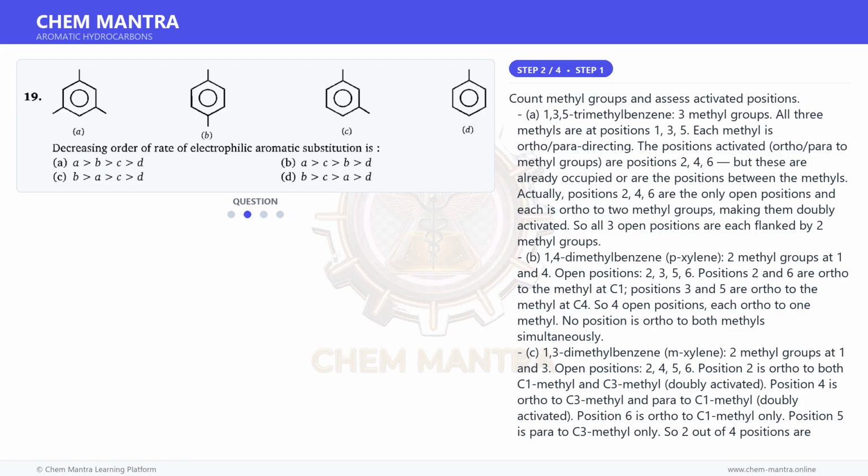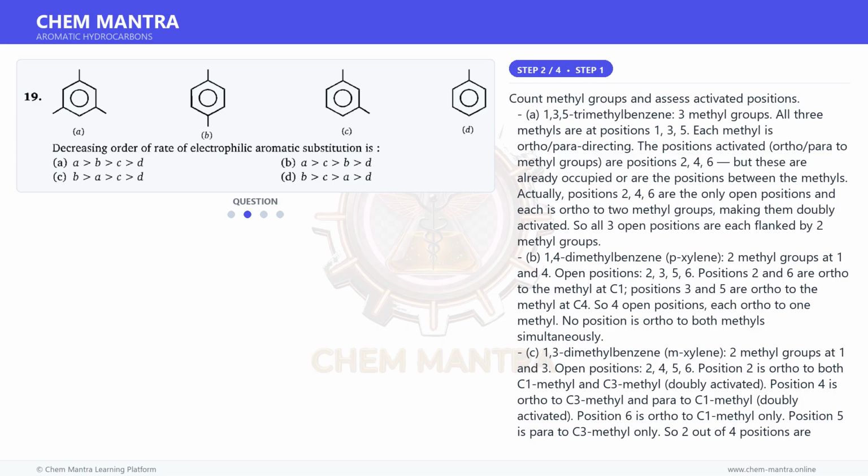B. 1,4-dimethylbenzene, p-xylene, two methyl groups at 1 and 4. Open positions 2, 3, 5, 6. Positions 2 and 6 are ortho to the methyl at C1, positions 3 and 5 are ortho to the methyl at C4. So 4 open positions, each ortho to 1 methyl. No position is ortho to both methyls simultaneously.